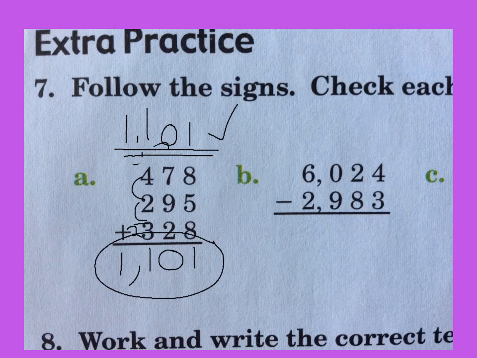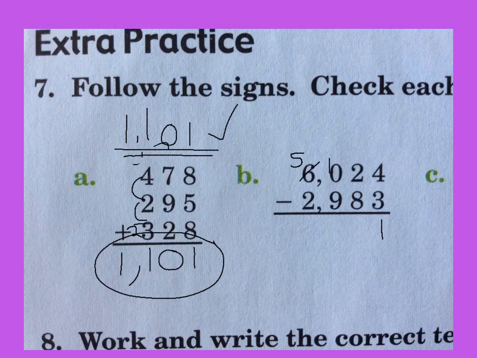Let's do B. B is going to be different. It's subtraction. We have to work it, and then we also have to check B as well. 4 minus 3 is 1. 2 minus 8 we can't do, so we have to borrow. We can't borrow from the 0, but we can borrow from the 6. It becomes 5.